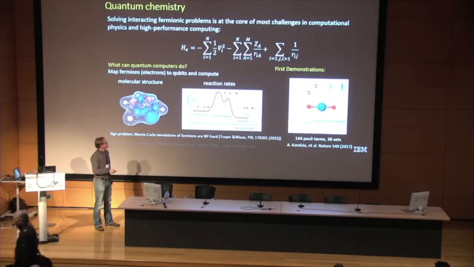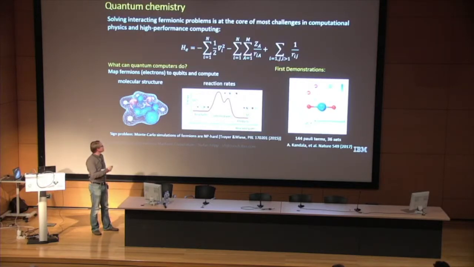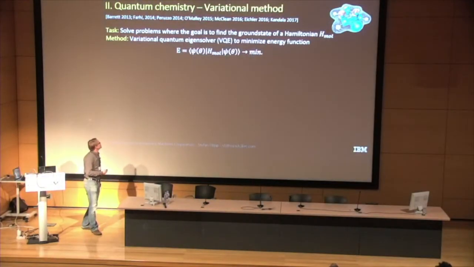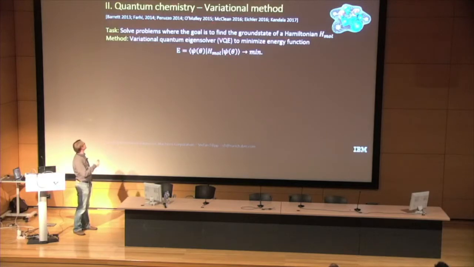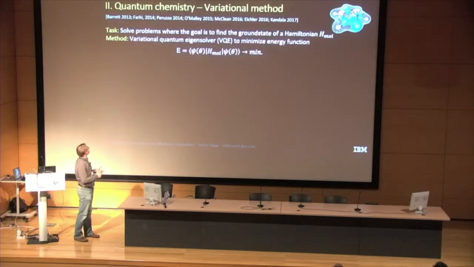The first demonstrations have been shown from the IBM team in Yorktown, where it was shown that one can get ground state energies of, here, beryllium dihydride on a 6-qubit chip. And let me use this to explain a little bit what is the algorithm that we are using. We are using a variational method that has been around for a few years. But the goal is that we are trying to find the ground state of a Hamiltonian. And we do this by minimizing the energy function here.